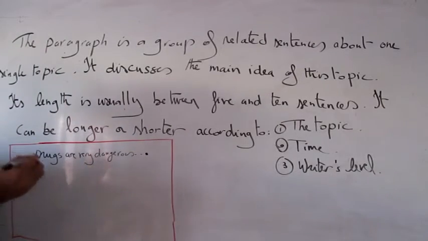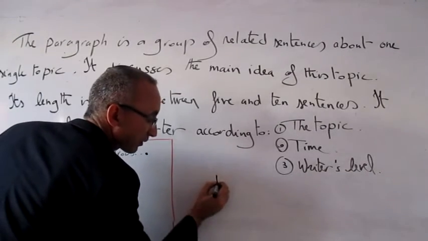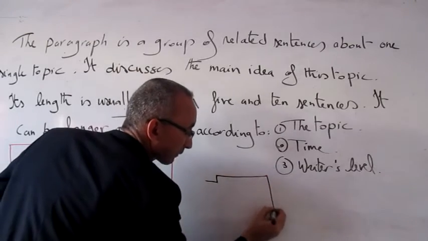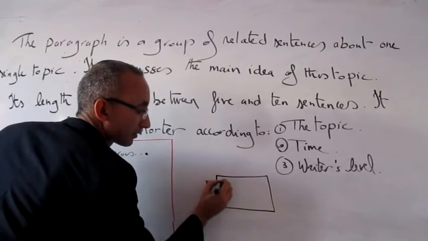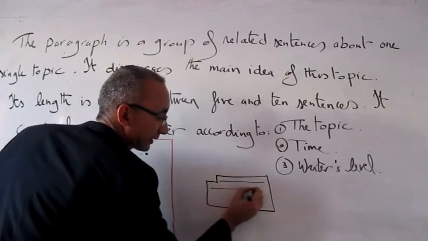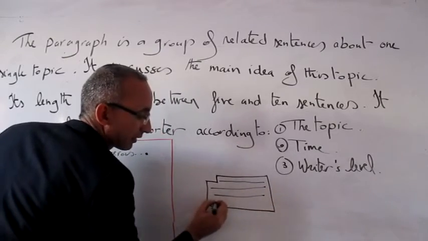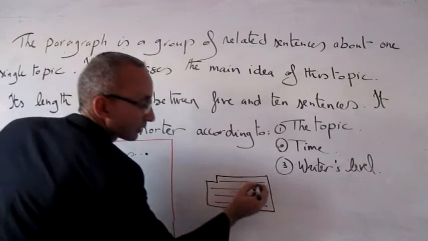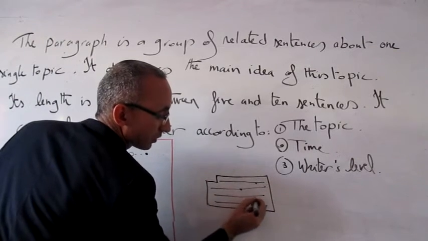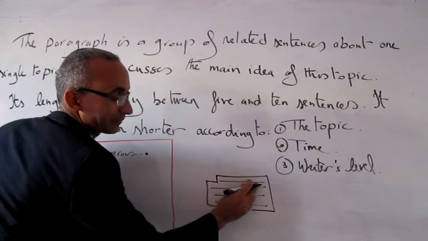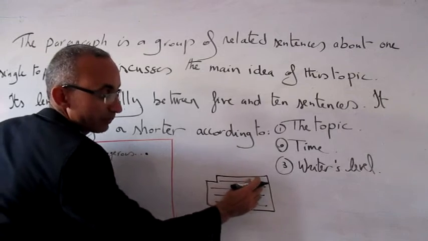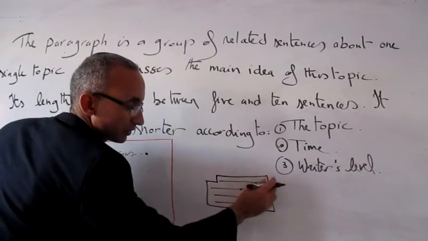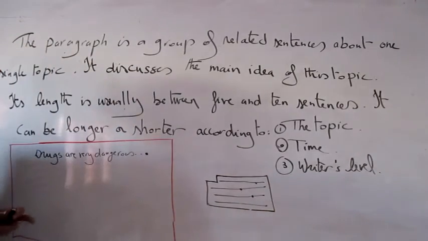Clear? Keep writing. Because we said, here is the shape of the paragraph. One block. Write like this, like this, like this. Even if you finish your sentences here, or here, or here, you must keep writing till the margin of the page. Keep writing to form the block.